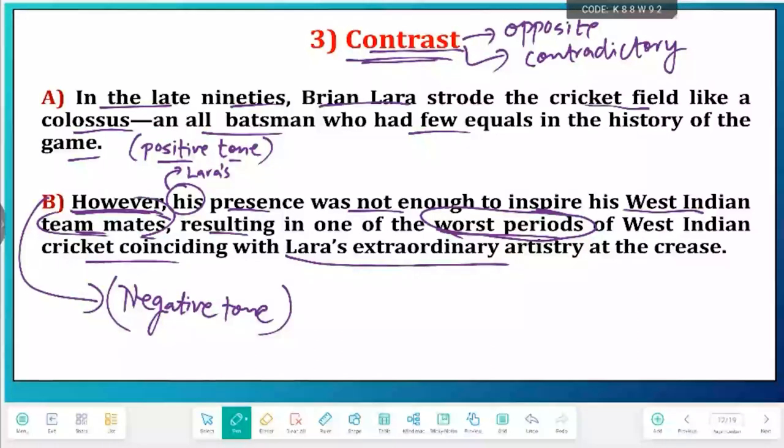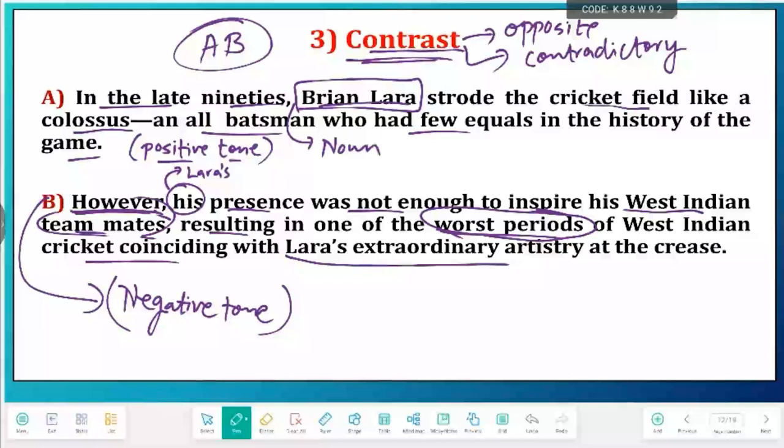Now tell me what will be the correct sequencing of the statements. पेयर इसका A B का बनेगा या B A का बनेगा? The correct answer is pair बनेगा A और B का. A B का पेयर बनेगा. क्यों? क्योंकि A में भी है Brian Lara, that is noun. And in the second statement we have his, which is a pronoun. और मैंने पहले ही कहा था कि नाउन के बाद ही प्रोनाउन वाला स्टेटमेंट आता है. But still we at least identify that there is a contrast structure over here and the pair banega A or B se. I hope you guys have understood this. Let's move on to the next structure.